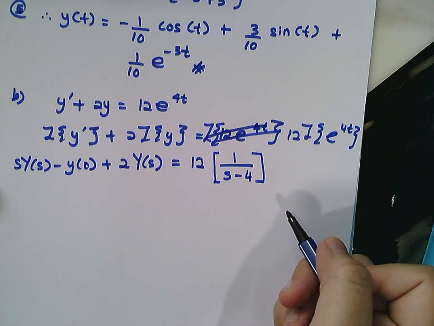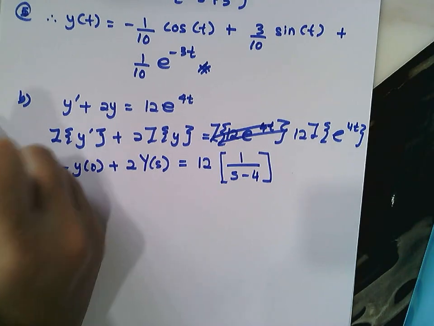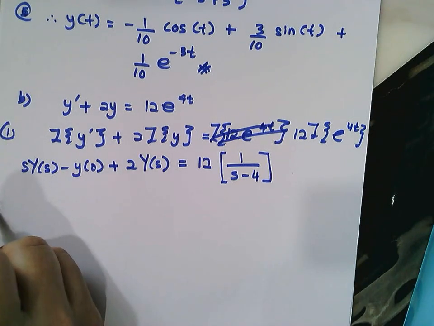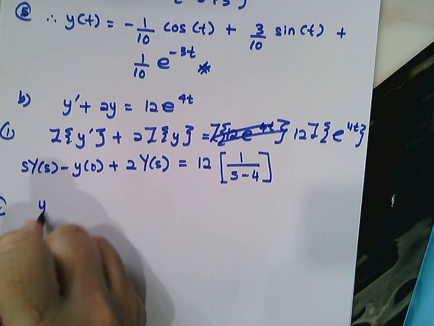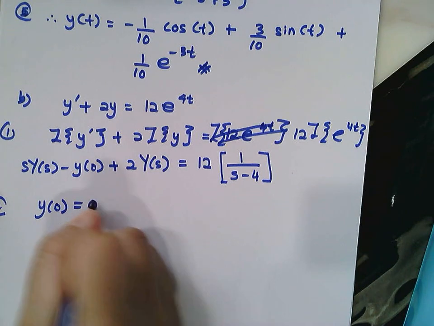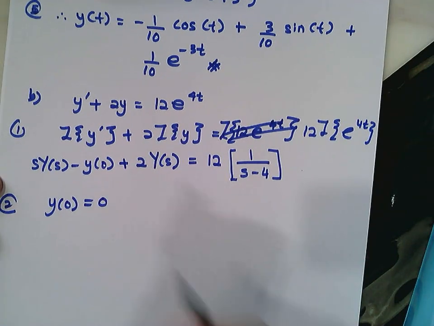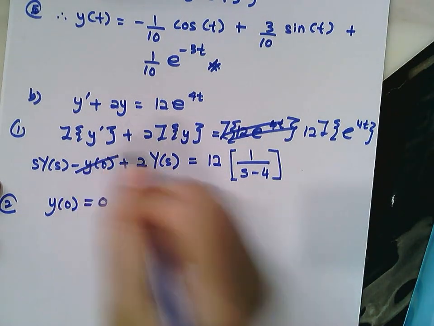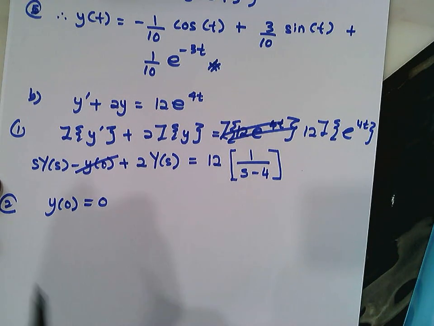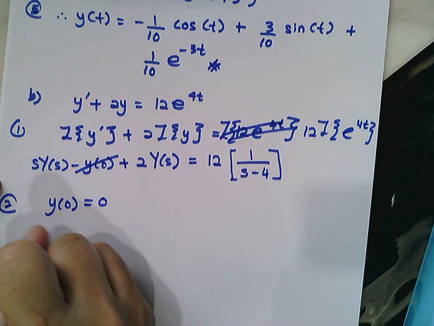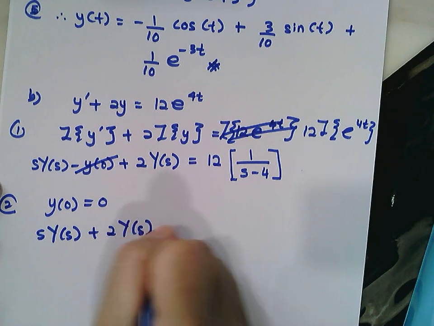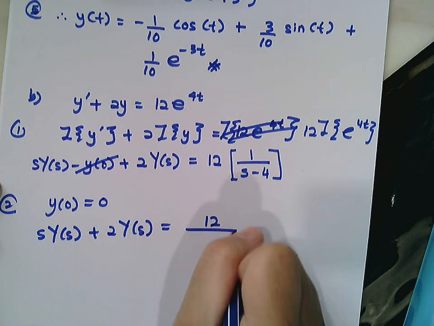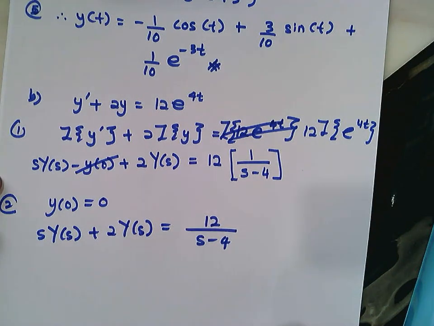Okay, so now substitute condition. So this is the first step. So the second step is substitute the condition. So the condition given to you is y(0) is equals to 0. Therefore, this one you can cancel out. So you are left with sY(s) plus 2Y(s) is equals to 12 over s minus 4.